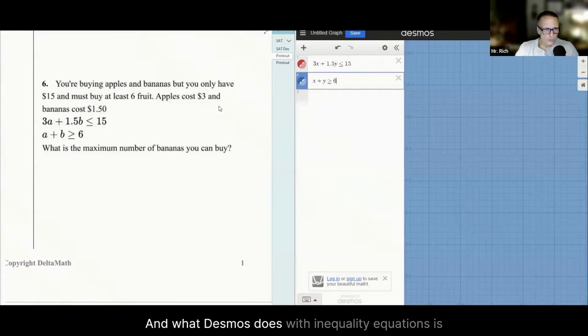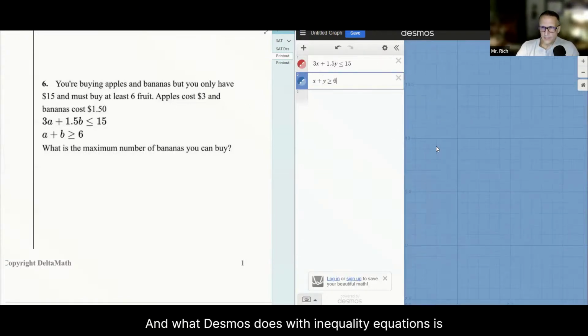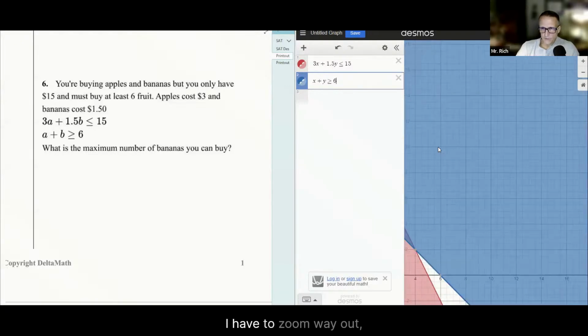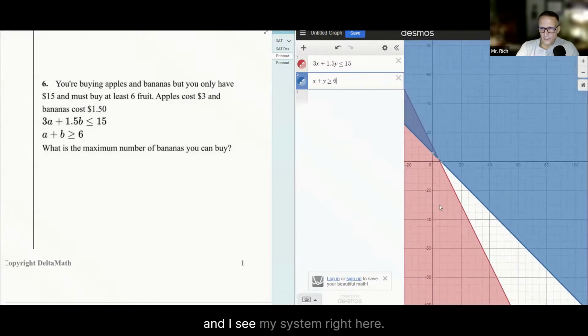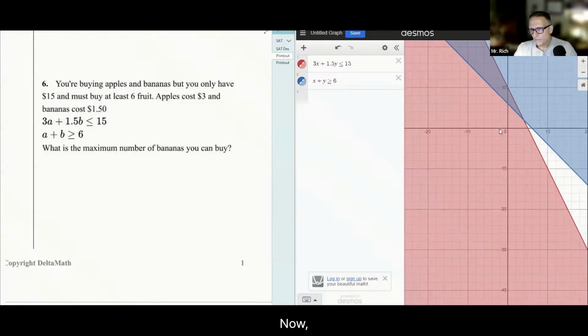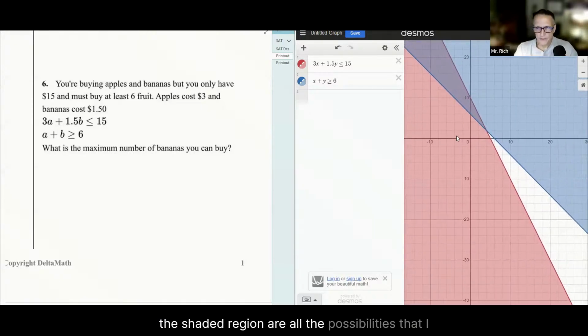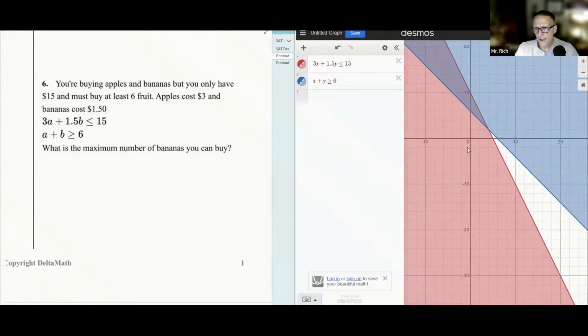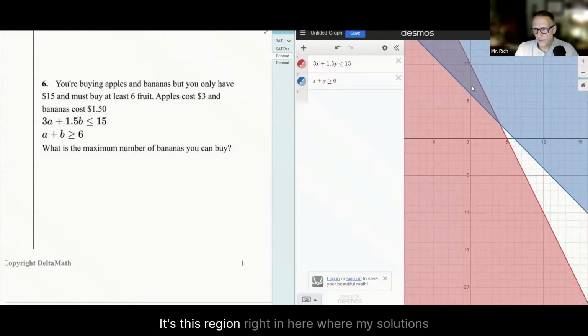And what Desmos does with inequality equations is it does the shading for you. I have to zoom way out, and I see my system right here. Now, the overlapping shaded region are all the possibilities. Let's make sure I got this right here. Okay, yeah. Now, the shaded region are all the possibilities that I have for combinations of apples and fruits. Right? It's this region right in here where my solutions are.